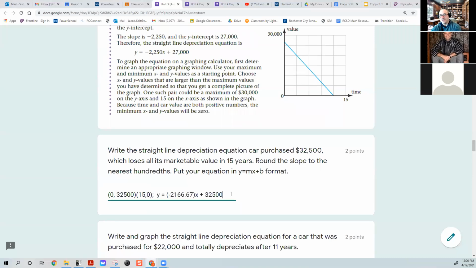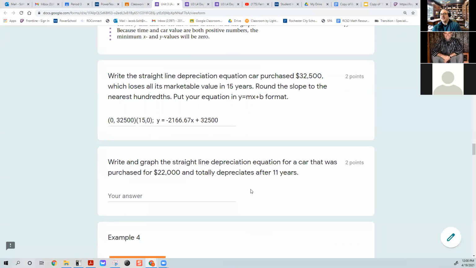Unfortunately, when we start these, we've got it. So right there it is. There's the equation for the line. I could even clean this up maybe. I don't need these parentheses per se. I could make that a little cleaner, but that's the basic idea. Y equals negative $2,166.67 times x plus 32,500.